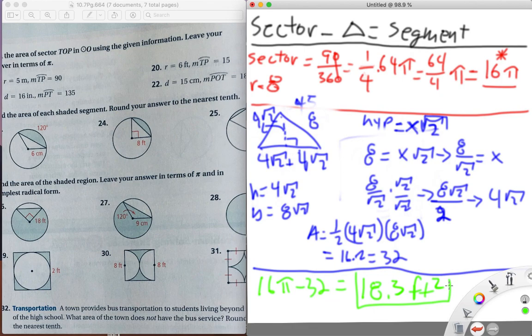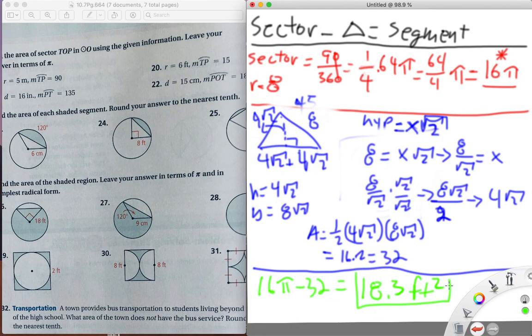(18 feet squared). So, first thing I did was I got the area of the sector, which was 90 over 360, which turned into 1/4 pi r squared, where r is 8. So that's 64. 64 over 4 pi gave me 16 pi.